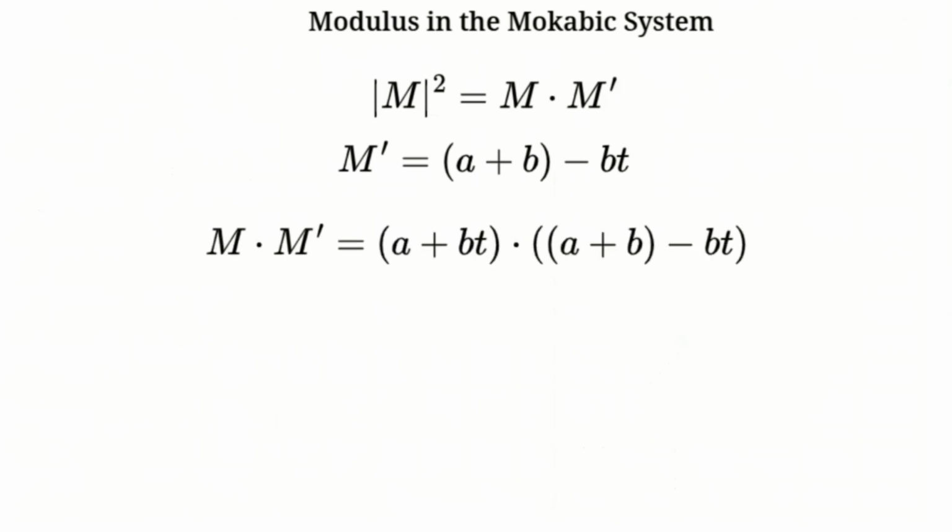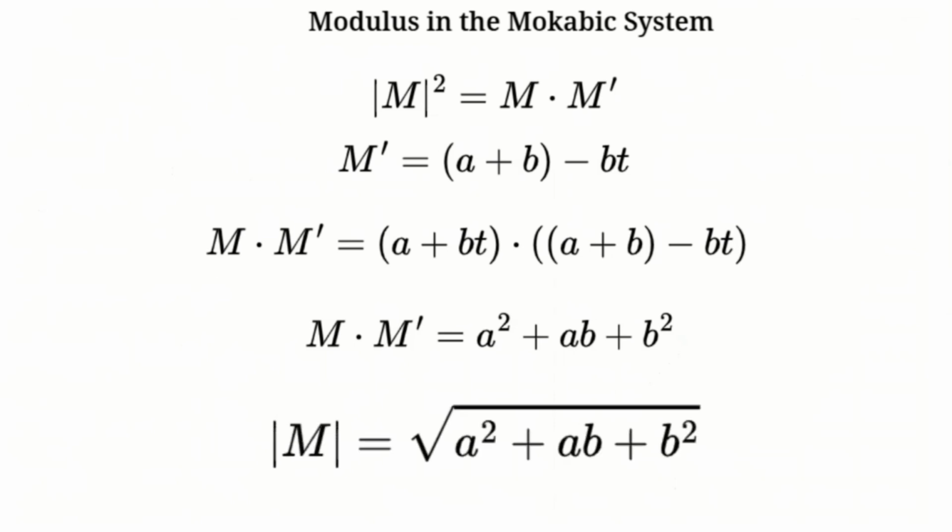Multiplying m by its conjugate, m times m prime equals a plus b times t, multiplied by a plus b minus b times t. Expanding the terms, a squared plus ab plus b squared. Thus, the modulus of a Mokabic number is given by the absolute value of m equals the square root of a squared plus ab plus b squared. This result differs from the Euclidean norm, but aligns with the hexagonal structure of Mokabic numbers.